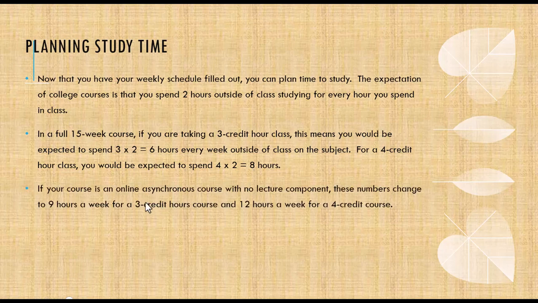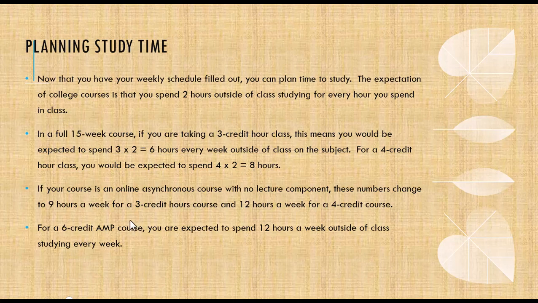If your course is an online asynchronous course with no lecture component, these numbers change to 9 hours a week for a 3 credit hour course and 12 hours a week for a 4 credit hour course. The reason for this change is that this is the amount of time outside of class studying. Somebody taking a 3 credit hour class is spending 3 hours a week in class learning the material. If you don't have a lecture, then you're going to spend 3 plus 6, or 9 hours a week, or if it's a 4 credit hour class, 8 plus 4, or 12 hours. So that's the logic behind that.